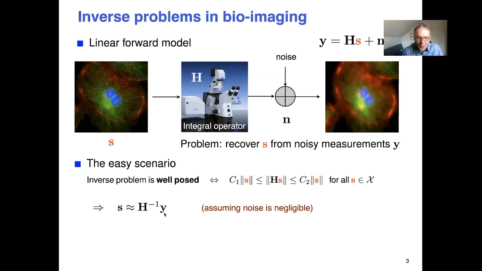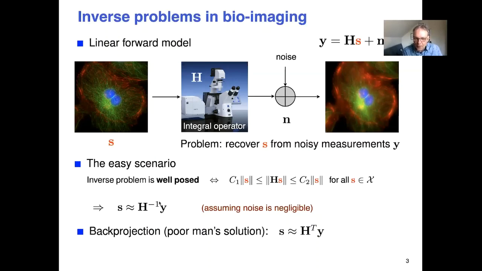But of course, it's not quite as easy. By the way, there's also a poor man's solution of that. Let's say you're in a good situation where your system matrix is orthogonal, so you can just take the transpose, which in fact is the back projection algorithm. And historically, when people proposed new imaging modalities, that's usually the first reconstruction algorithm that they proposed, which is related to that.